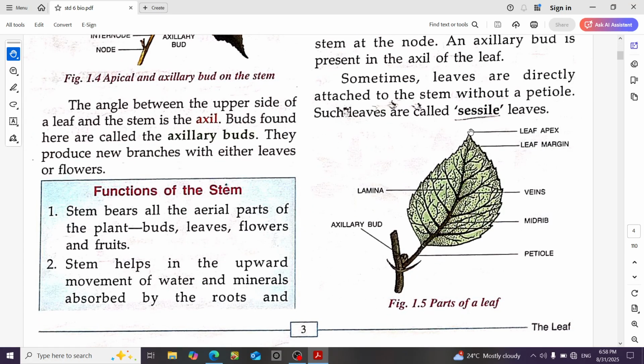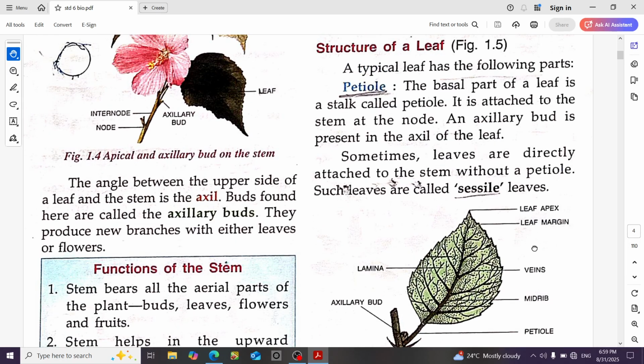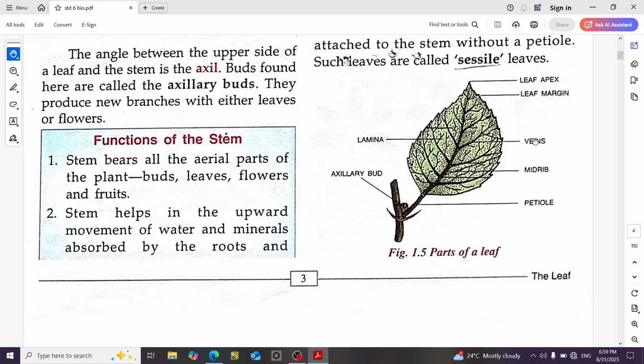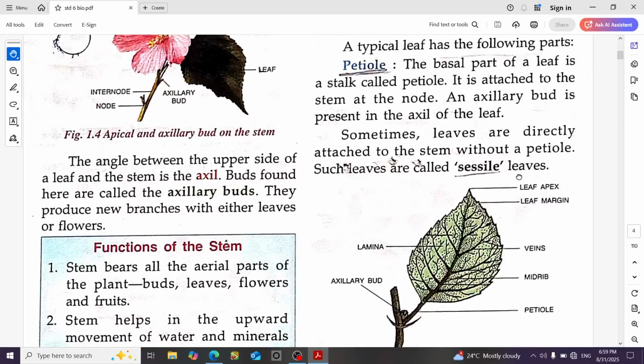Parts of a leaf. At the top we have the leaf apex, leaf margin, veins, lamina, this whole part, axillary bud and petiole. A typical leaf has the following parts. Petiole, the basal part of the leaf, that stalk, is attached to the stem. An axillary bud is present in the axil of the leaf. Sometimes leaves are directly attached to the stem without a petiole, and that's called a sessile leaf. So if the petiole is absent, it is called sessile.